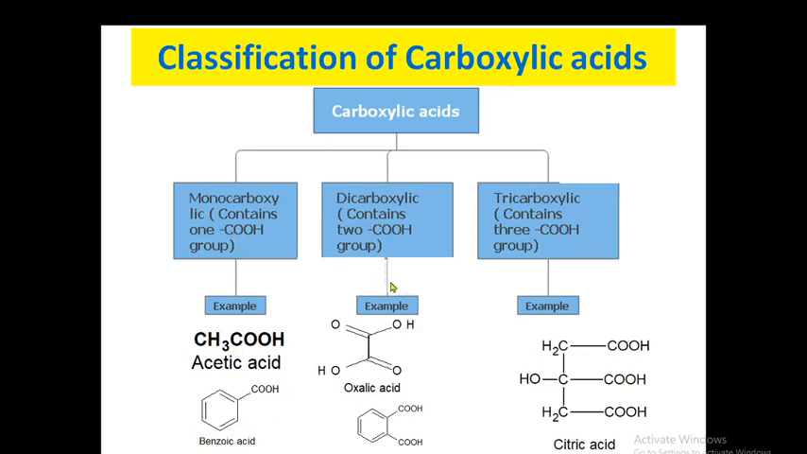If you are taking the dicarboxylic acids example, this is the oxalic acid, so it contains two COOH groups. So this one and this will be the second. And if you have one more example of an aromatic dicarboxylic acid, that's phthalic acid, so two COOH groups are attached to the benzene ring here. And for tricarboxylic acid, a very well known example is citric acid. So three carboxylic acid groups are present here.